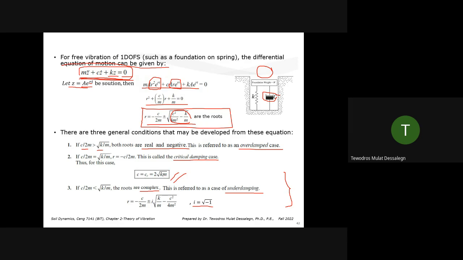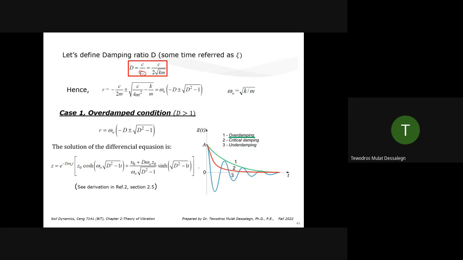K and m, stiffness and mass, are material properties, so you know the critical damping case. The actual material damping divided by the critical damping is called the damping ratio. So we usually talk about damping ratio. It's going to be unitless because we are dividing by the critical damping. So at this condition, when we have a damping ratio, you can have the previous expression in terms of D, the damping ratio.